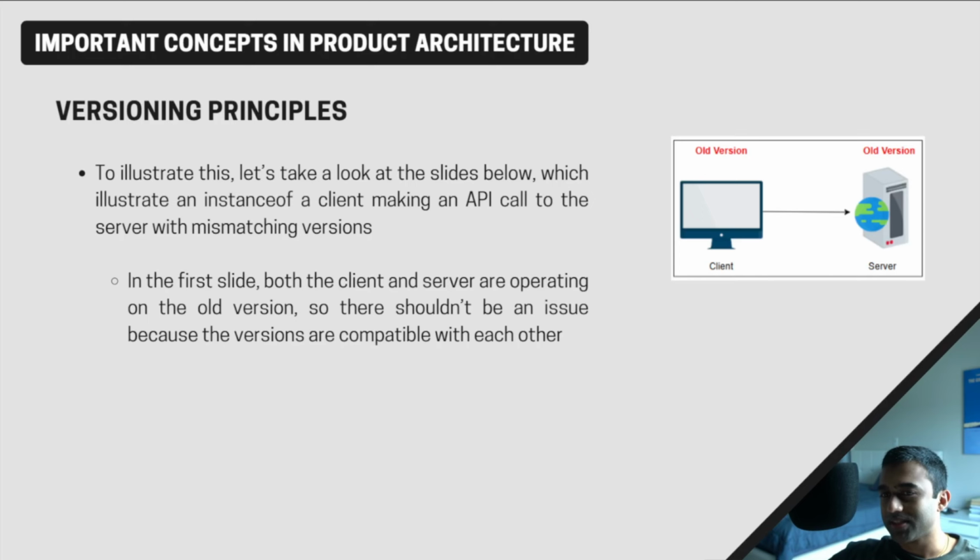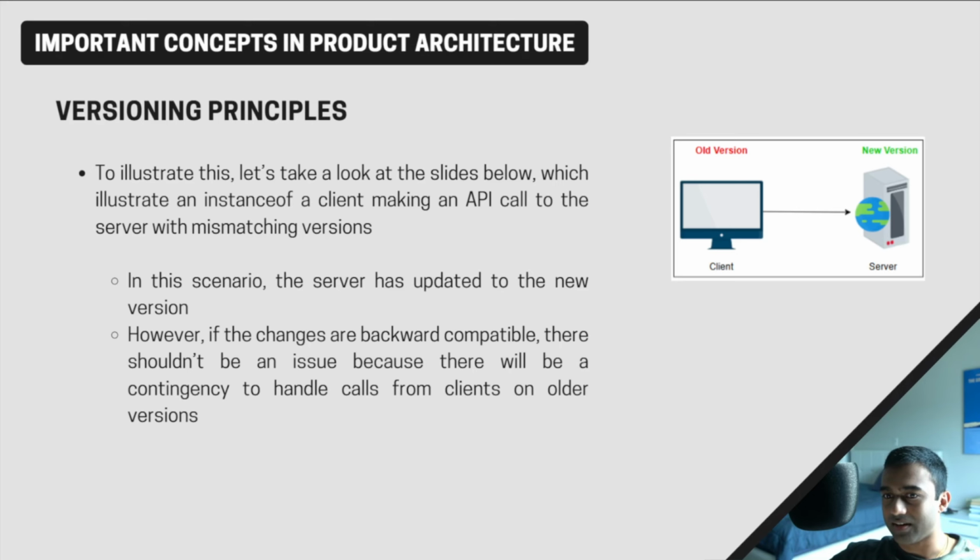To illustrate this, let's take a look at the pictures which illustrate an instance of a client making an API call to the server with mismatching versions. In the first slide, both the client and server are operating on the old version, so there shouldn't be an issue because the versions are compatible with each other, right?